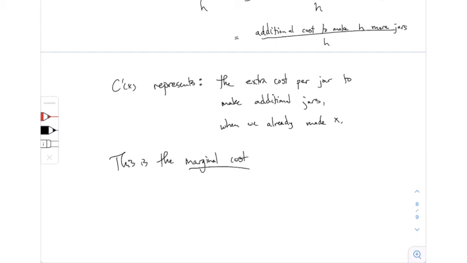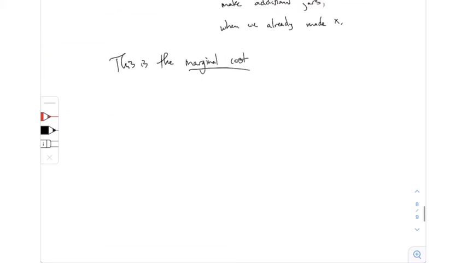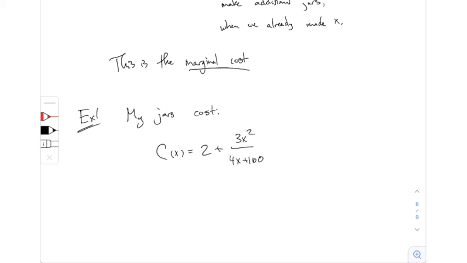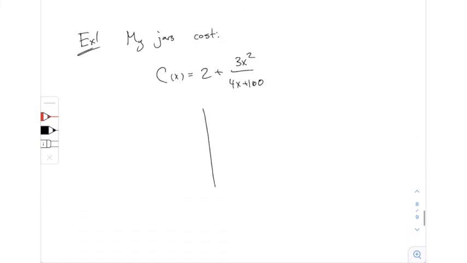Let's try a very specific example with a real equation in there. Let's say my jars cost, according to this formula, C of x equals 2 plus 3x squared over 4x plus 100. This is a made-up formula, but I tried to make it up so I didn't just design this entirely at random. If you look at the graph of this, it does have a slanted asymptote at the 75 cents per jar level, but the function, you can graph this if you care, looks something like that.